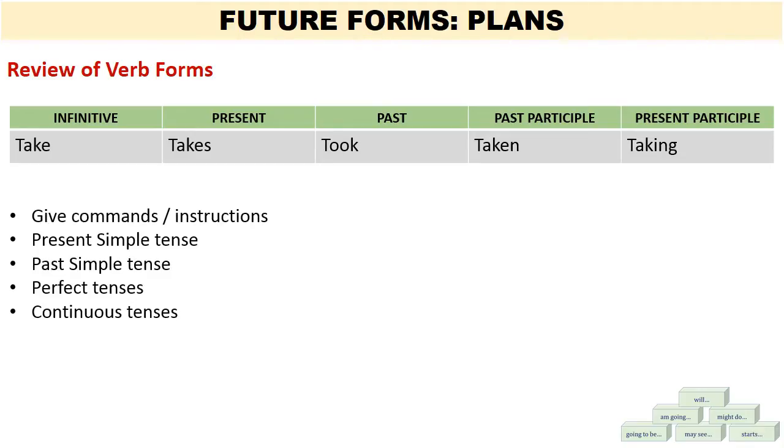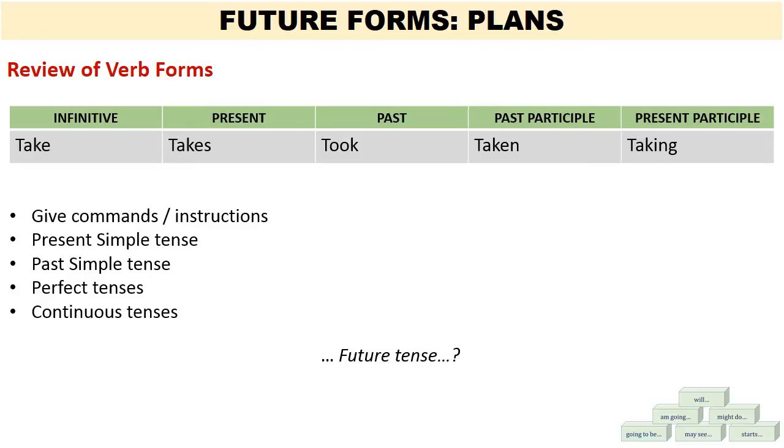Now we need these different verb forms in order to do things such as giving commands or instructions, in which case we would use the infinitive form of the verb. When we want to form the present simple tense, we would use the present form. To make the past simple tense, we would use the past simple form. For the perfect tenses, we would need the past participle form. And finally, for the continuous tenses, we would need to use the present participle form of the verb.